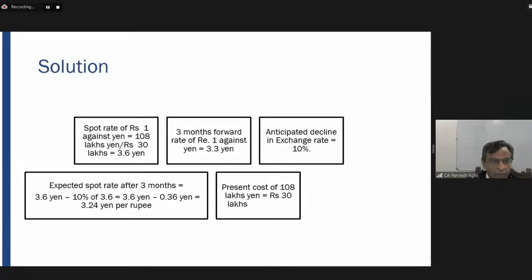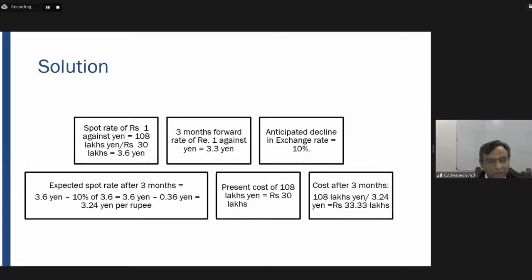So the present cost of 108 lakhs yen is equal to 30 lakhs. We know that. So the cost after 3 months. So if it was the present cost, how much was he getting?